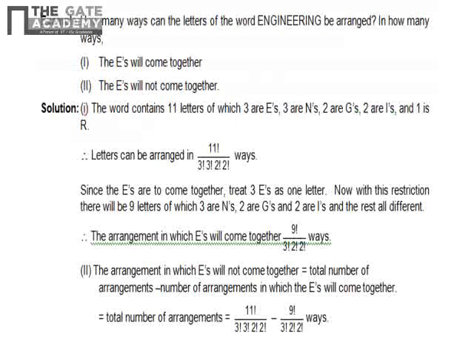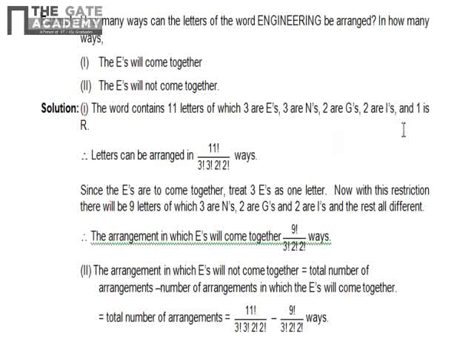Now this is one very good example. How many ways can the letters of ENGINEERING be arranged? And in that also there are 2 conditions: in how many ways the E's will come together and the E's will not come together. So first we'll write the general arrangement for ENGINEERING. There are 11 alphabets in which E is repeated thrice, N is repeated thrice, G is repeated twice, and I is repeated twice.